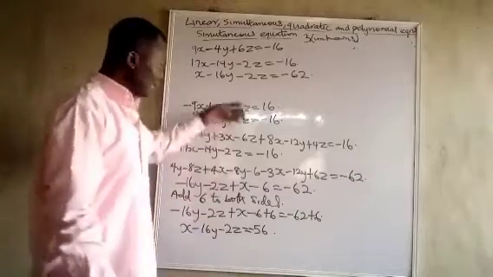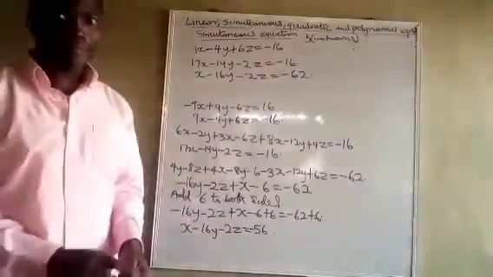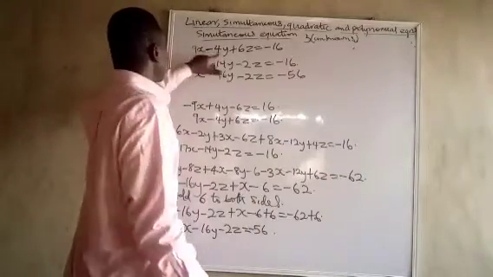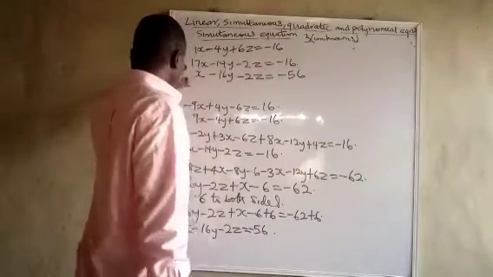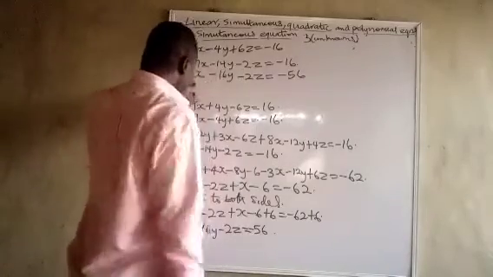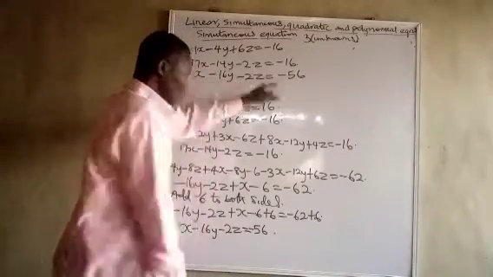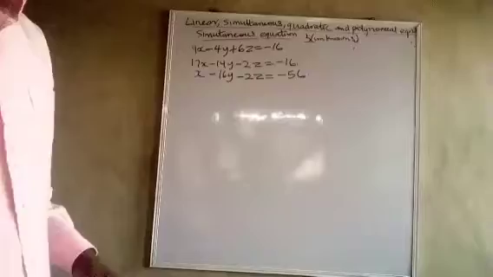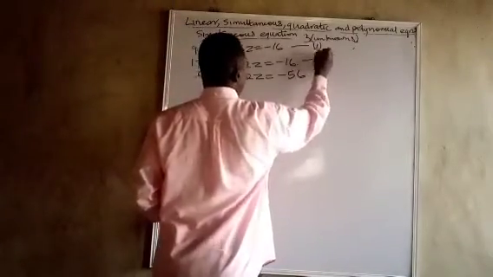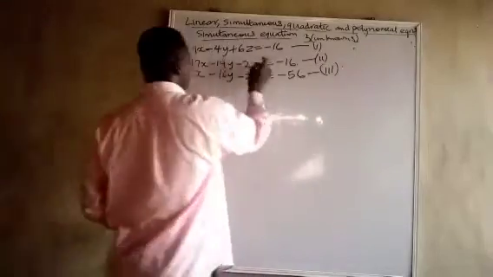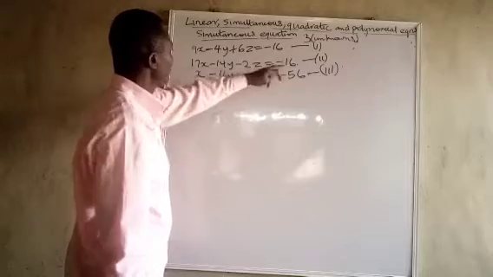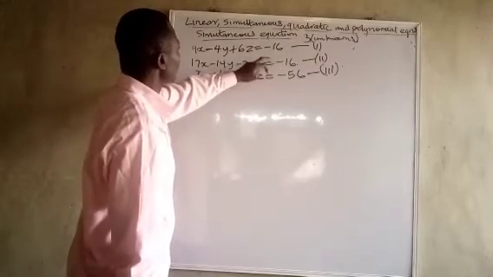Now, let me list out the equations that I have now. So you can see, listing out the equations, I have 9x minus 4y plus 6z is equal to minus 16. 17x minus 14y minus 2z is equal to minus 16. I have x minus 16y minus 2z is equal to minus 56. Now, looking at these equations, I can see that it is convenient for me to eliminate z. So let me subtract equation 3 from 2.